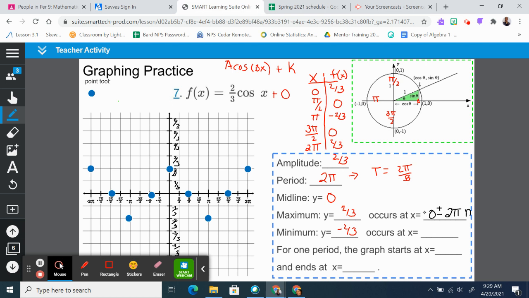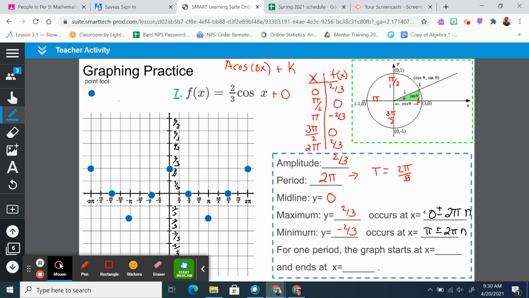Now for my minimum, the first time I reach my minimum is right here at pi, as I travel to the right of my y-axis. So the first time is pi. And notice that we have multiple minimums too. The difference is pi plus pi, 2 pi. So it works the same. Every time we go plus or minus our period, 2 pi times n, we're going to be at a minimum.